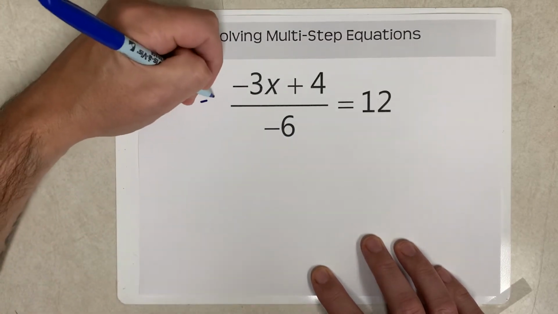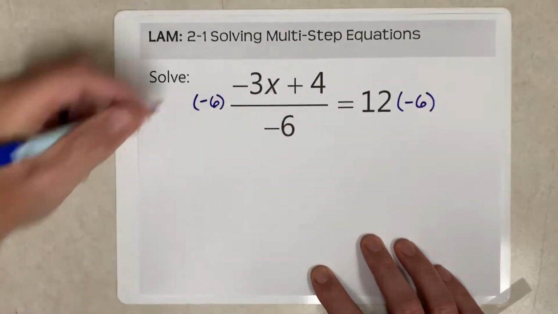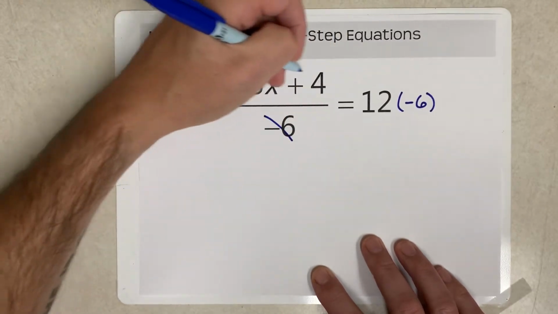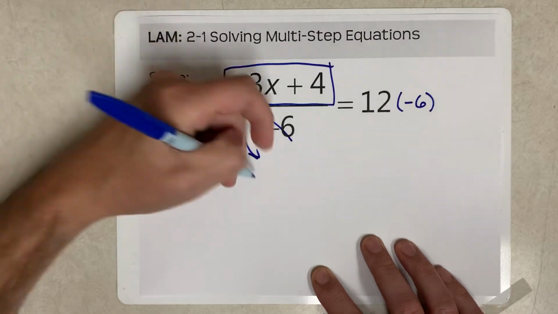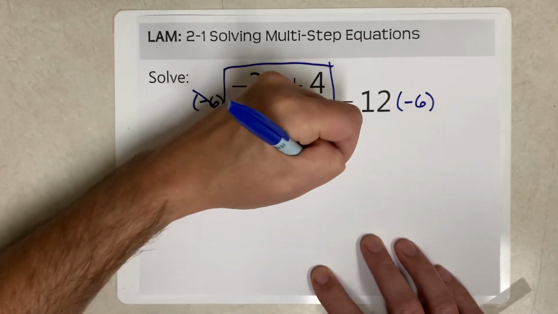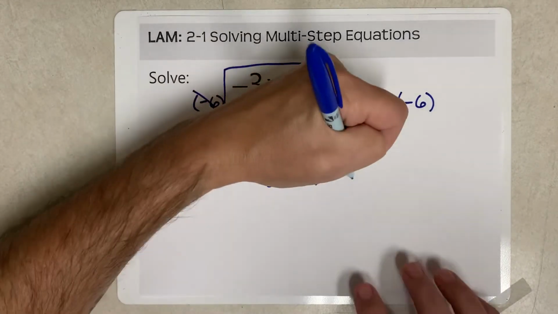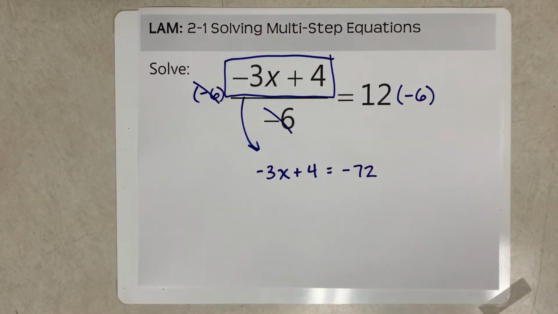So we're going to multiply both sides by negative 6. Now these are going to cancel. Now I drop down this whole thing. All of this is going to drop down below, negative 3x plus 4. So think of it like it got unlocked. 12 times negative 6 is negative 72. Now, that's still a two-step equation.